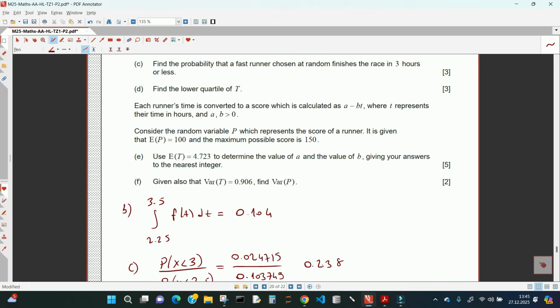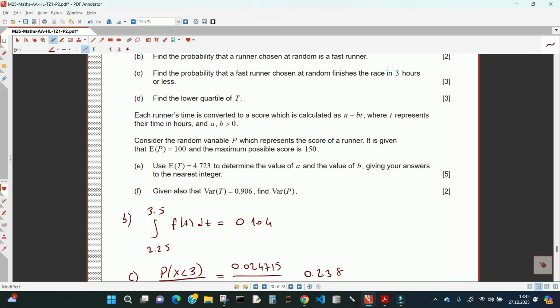The next question is: each runner's time is converted to a score which is calculated as A minus BT, where T represents their time in hours, B is greater than zero. Consider the random variable P, which represents the score of a runner. It's given that the expected value of P equals 100 and the maximum possible score is 150. Use expected value of T equals 4.723 to determine the value of A and the value of B, giving your answer to the nearest integer.